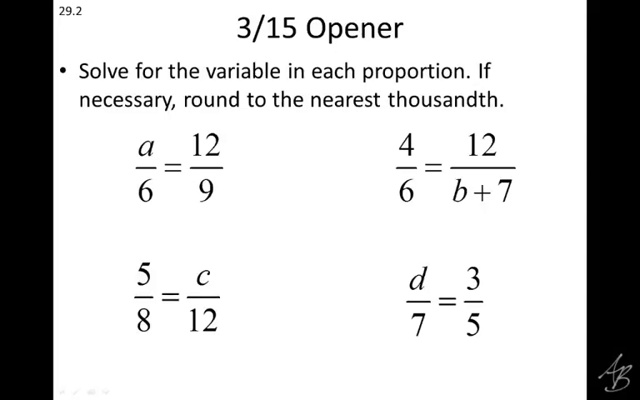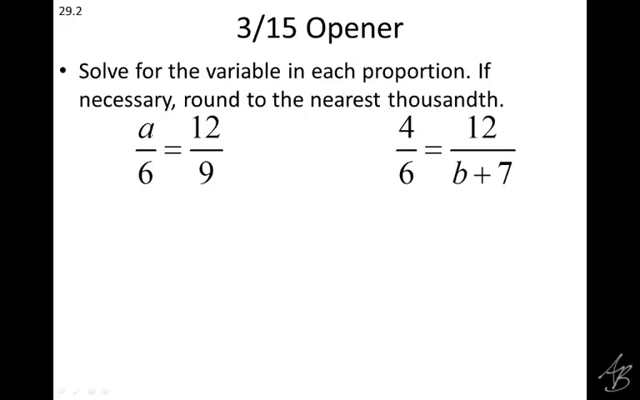So we're reviewing what we did yesterday. Each of these is a proportion, and they're proportions because they're ratios that are equal to each other. So in the first one here, we have the ratio A over 6. In the second one, we have the ratio 12 over 9. Remember, a ratio is just a comparison of numbers using a fraction. So when you have fractions equal to each other, we call that a proportion.